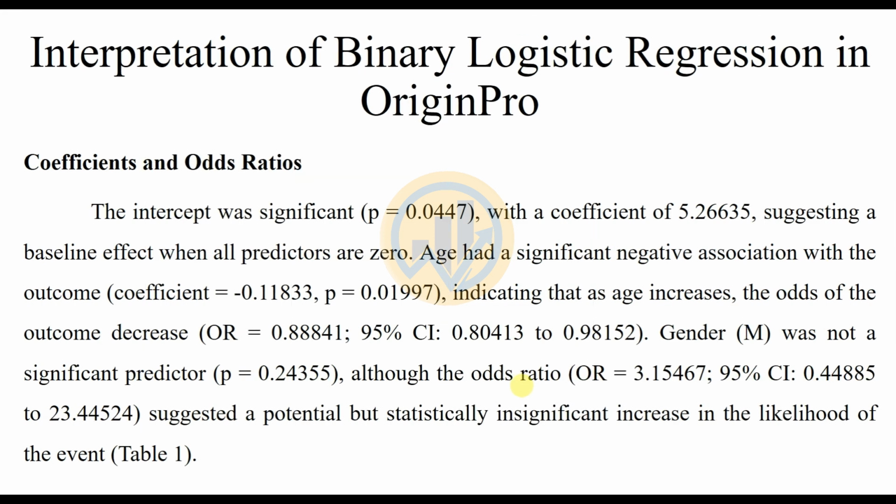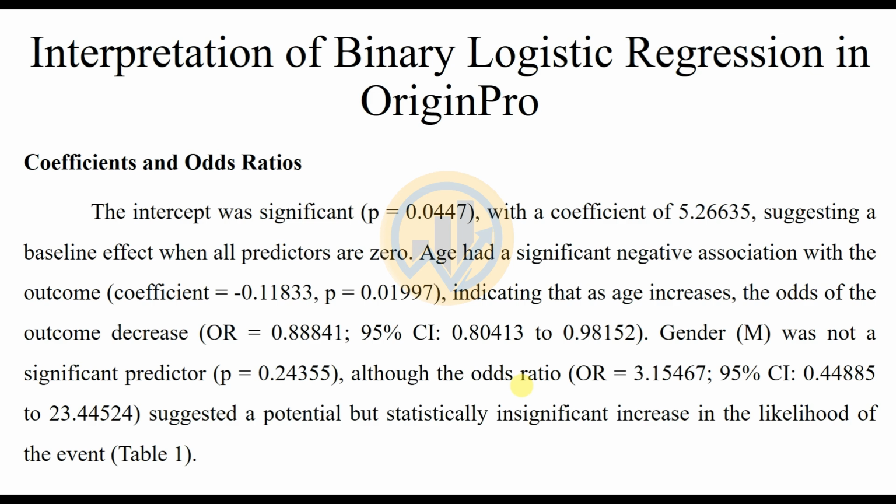Considering the confidence intervals and odds ratios, the intercept was significant, p equals 0.0447, with a coefficient of 5.26635, suggesting a baseline effect when all predictors are 0. Age had a significant negative association with the outcome. The coefficient is minus 0.11833, p equals 0.01997, indicating that as age increases, the odds of the outcome decrease.